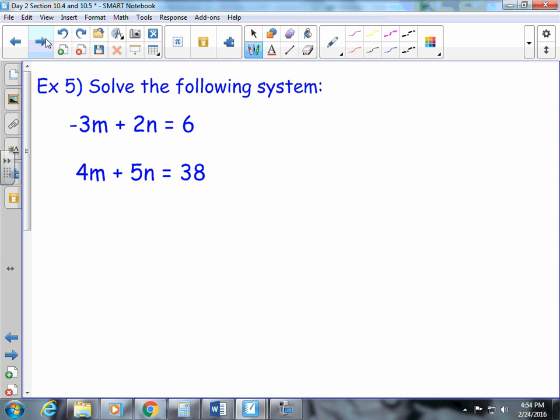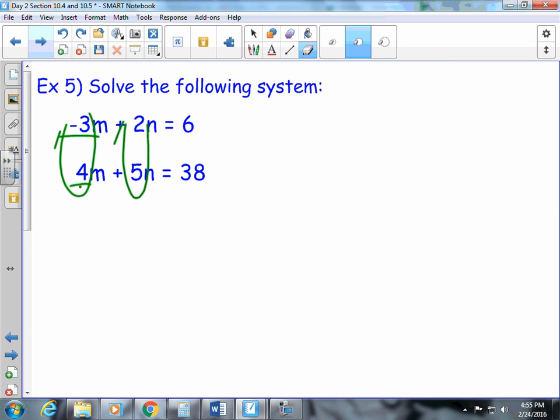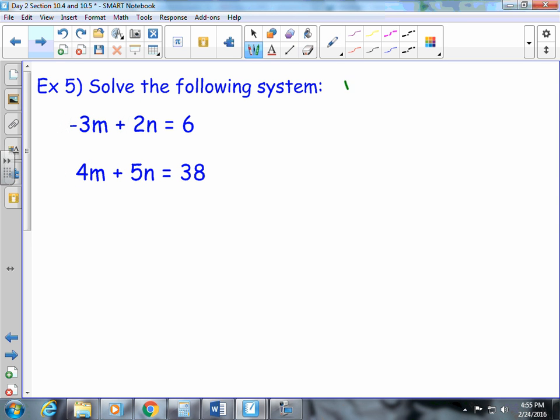Again, we're solving a system. So if I look at these, those obviously don't cancel out. Those obviously don't cancel out. So what am I going to do? I can't take 5 times a number to get 2, and I can't take 2 times a number to get 5. I can't take 3 times a number to get 4, or 4 times a number to get 3.